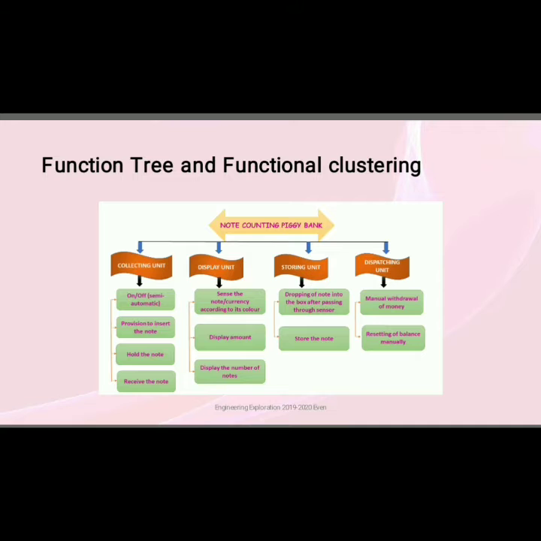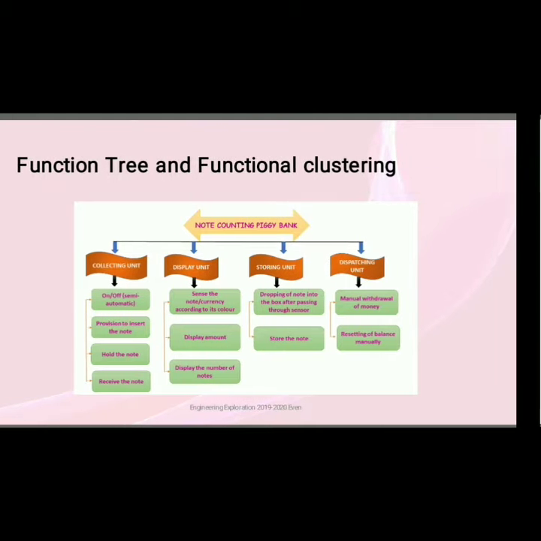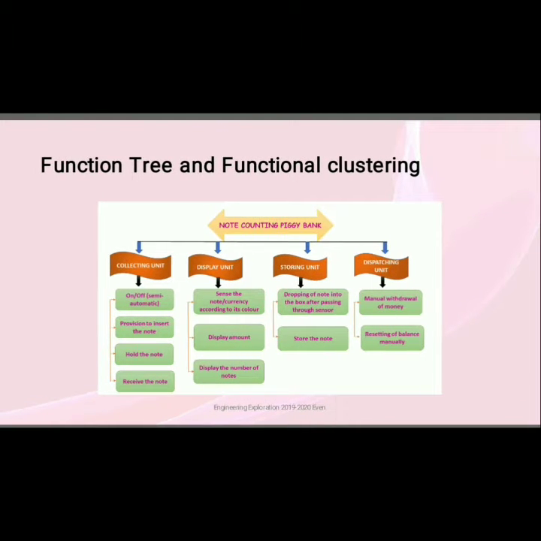So, as per the need statement, that is the problem definition which we have seen in the previous slide, we were able to design this function tree which has four important units, that is collecting unit, display unit, storing unit, and dispatching unit. Since it should be semi-automatic as per the customer's requirement, in the collecting unit, we have an on and off button. In the collecting unit, there is a provision to insert the note; once the motor starts rotating, it holds the note and then receives it.